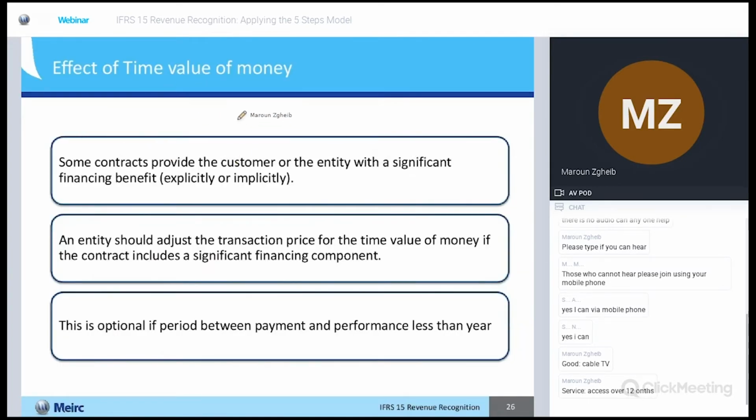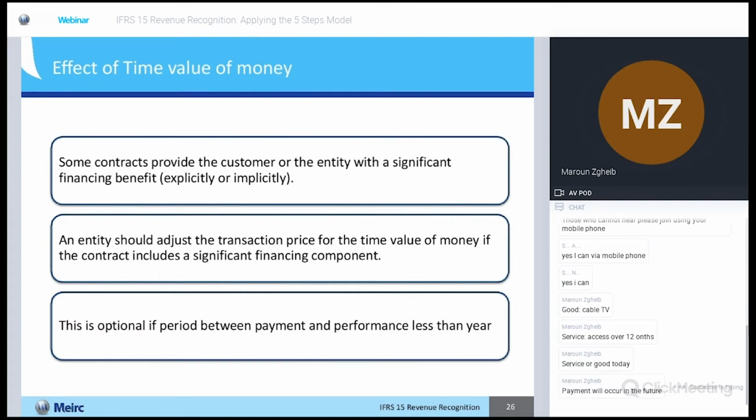Now, there was a huge elaboration in IFRS 15 on the effect of time value of money. The effect of time value of money takes into consideration when you deliver the service or good today, but the payment will occur in the future. When the payment occurs in the future over a period of more than 1 year, under IFRS 15, we have to consider that the sale we are rendering to our customer is not only a sale of a good or a service. It is a sale of a good and a service in addition to a financing.